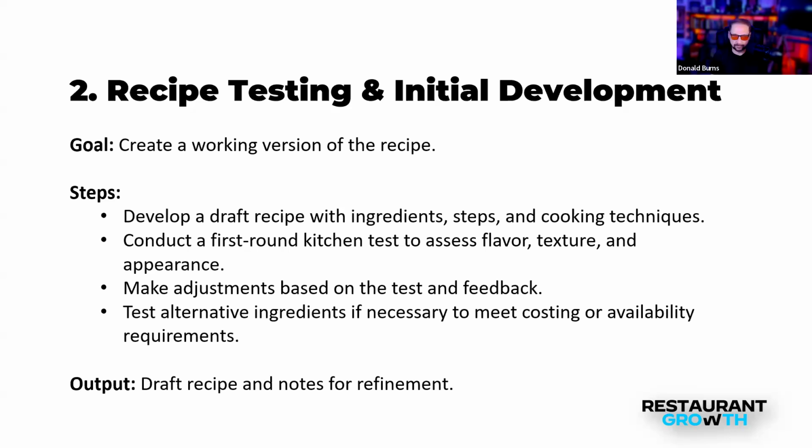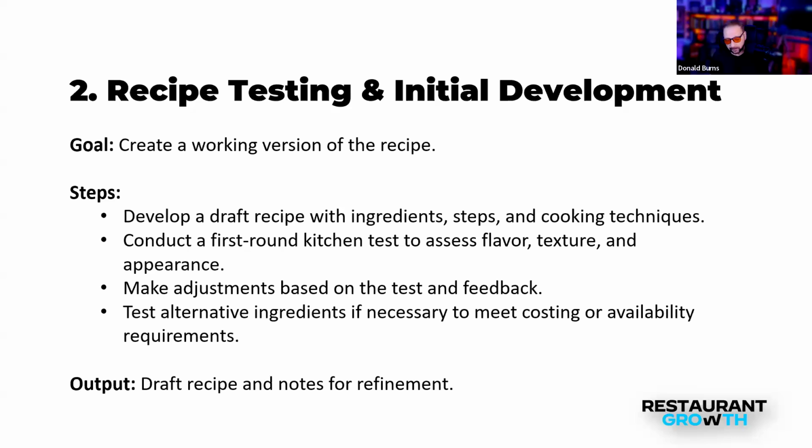All right, that was too much. Let's go to 1, and then make adjustments. Test alternative ingredients if needed. This is based on costing. Maybe I'm looking at something that might be a little too high in price. What's something I could substitute that might be a little better for costing, or maybe even with my vendor, if available?